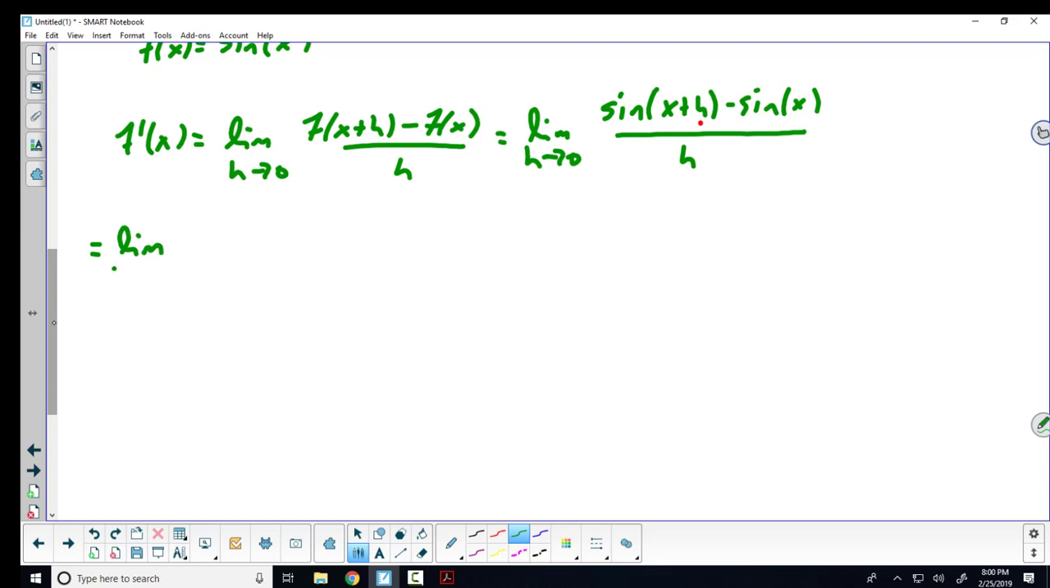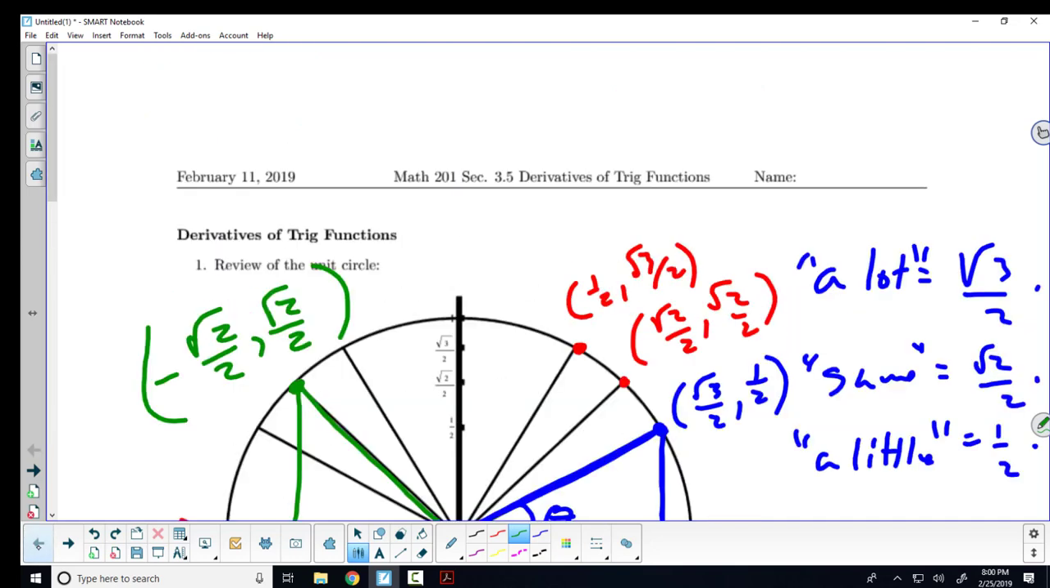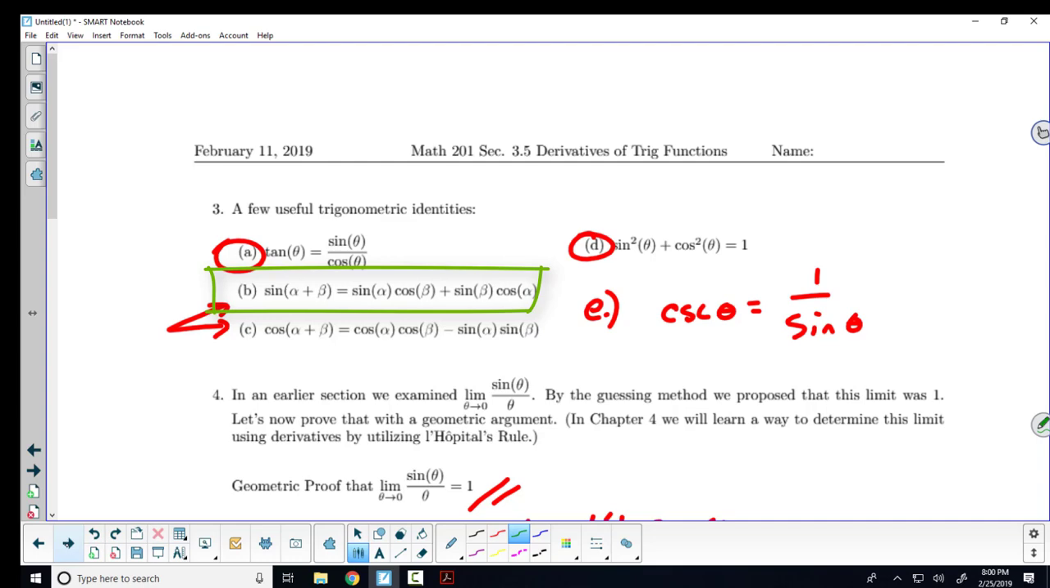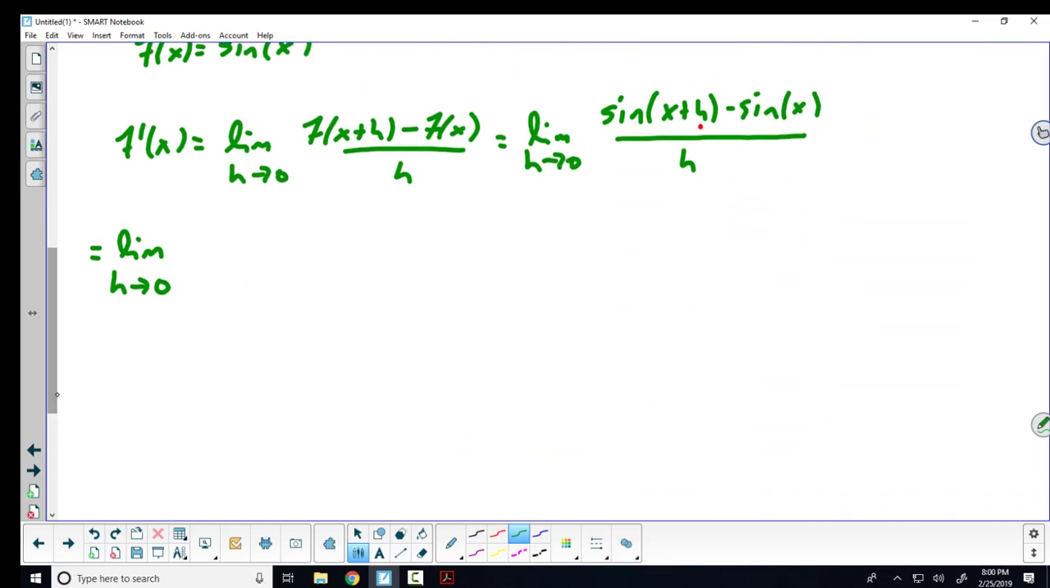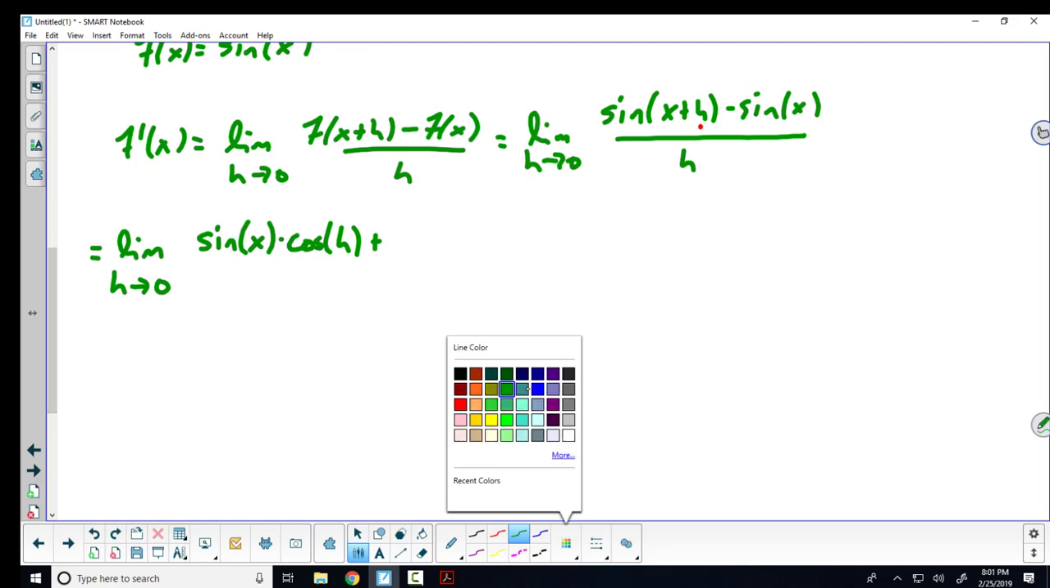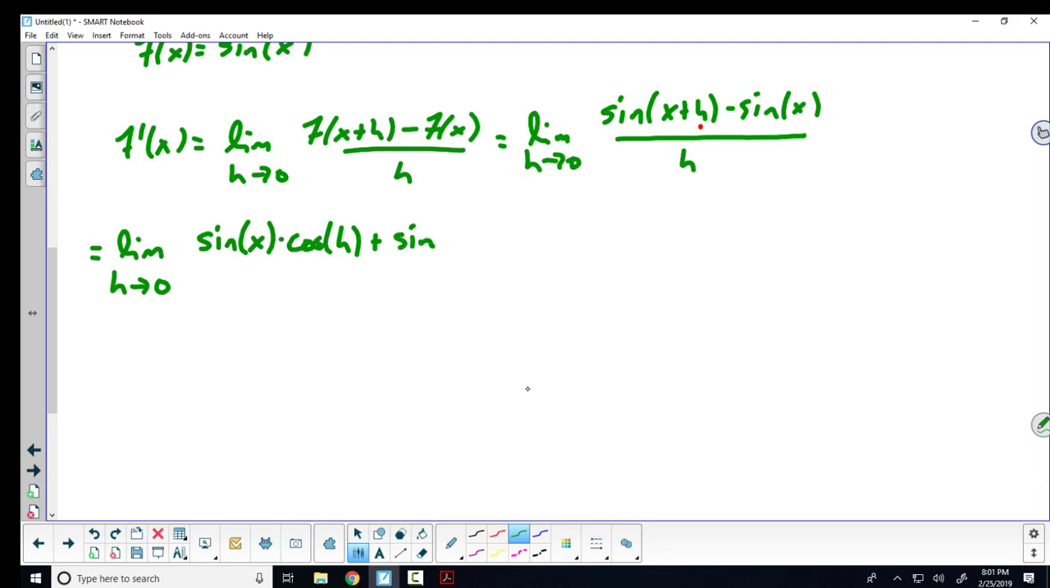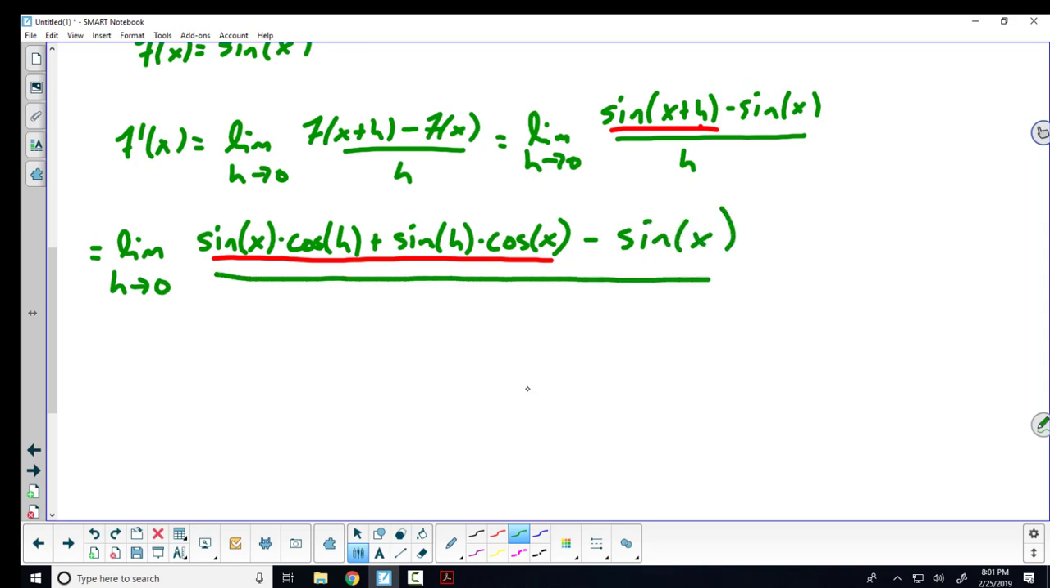The first one I'm going to use is the sum of two angles within a sine. Okay, so that's this identity right here. I'm going to go ahead and use this. So it turns out that the sine of the sum of two angles can be written as the sine of x times the cosine of h plus the sine of h times the cosine of x. Okay? So all of that is what I just did with this expression right here using my sum of angles identities. Minus the sine of x, that's just that lingering one, all divided by h.